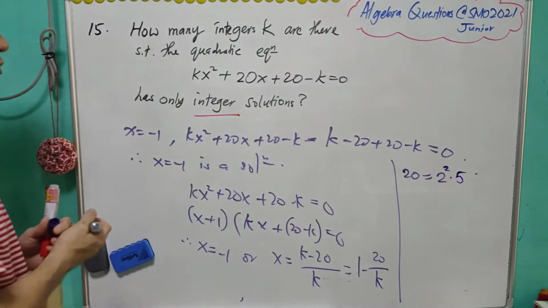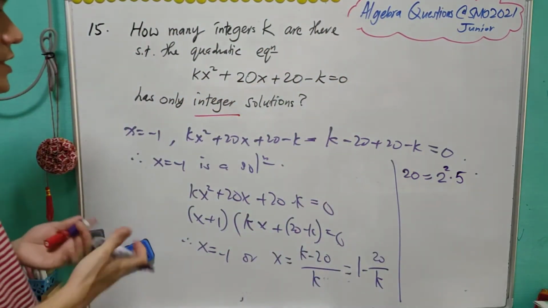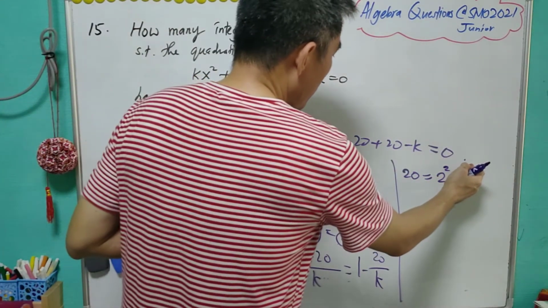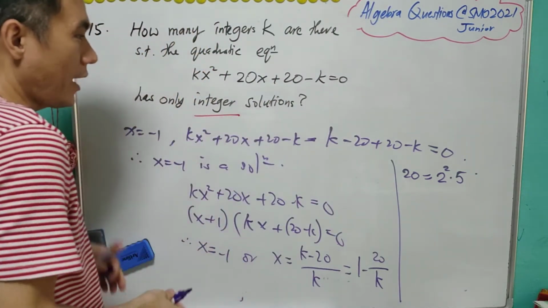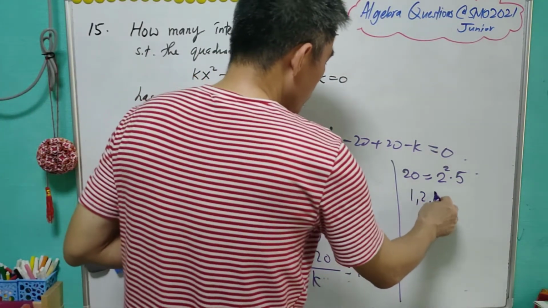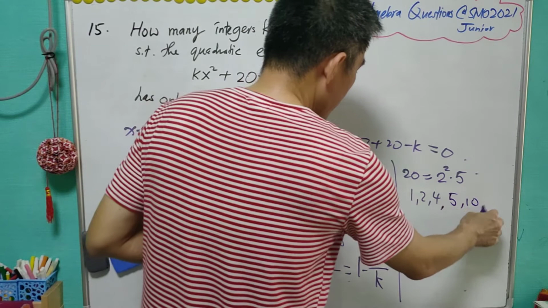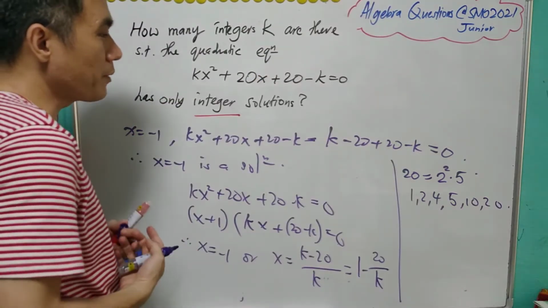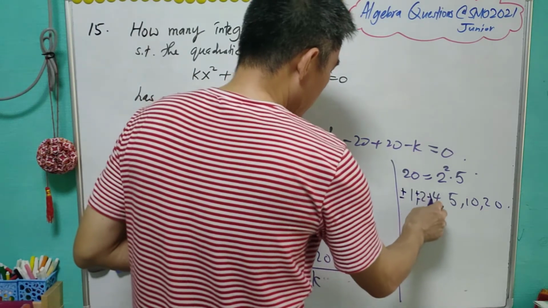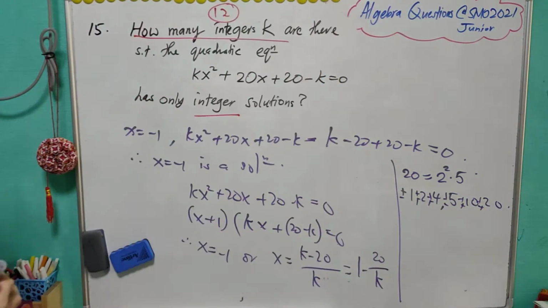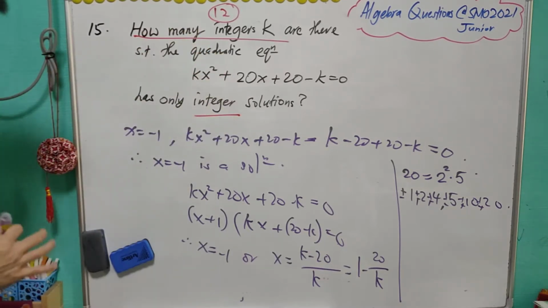Now, what is 20? 20 is equal to 2 to the power of 2 times 5, 4 times 5 is equal to 20. And therefore, we see that there are a total of 3 times 2 positive factors, and they are 1, 2, 4, 5, 10, and 20. These are all 6 positive factors. So k can be any of these 12 factors, positive or negative. Altogether, 12 integer k, such that this quadratic equation has integer solutions. So 12 is the answer for question 15.